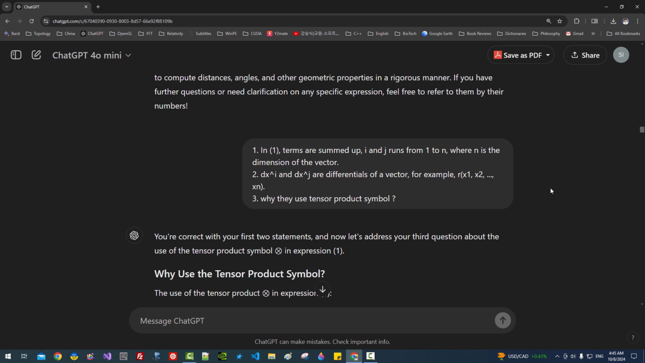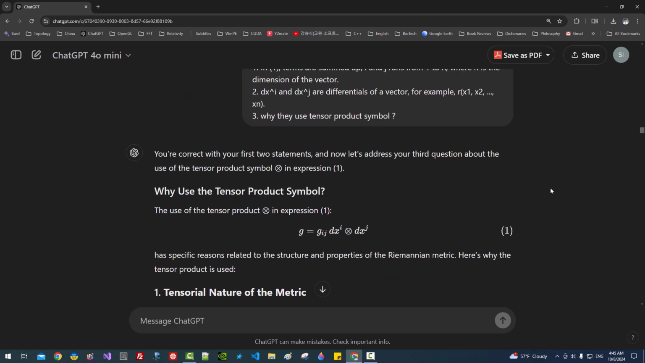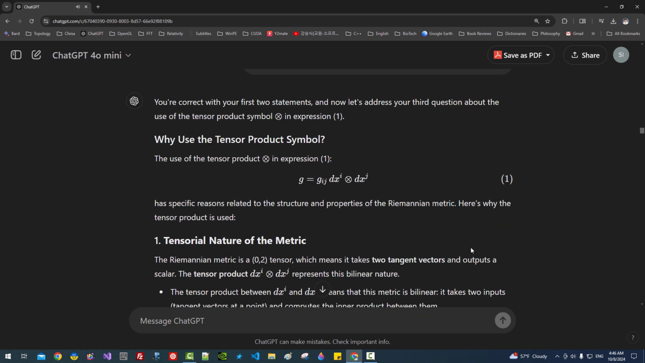In 1, terms are summed up. i and j run from 1 to n, where n is the dimension of the vector. 2, dx^i and dx^j are differentials of a vector. For example, r = (x1, x2, ..., xn). 3, why they use the tensor product symbol. You're correct with your first two statements. And now let's address your third question about the use of the tensor product symbol, ⊗, in expression 1.